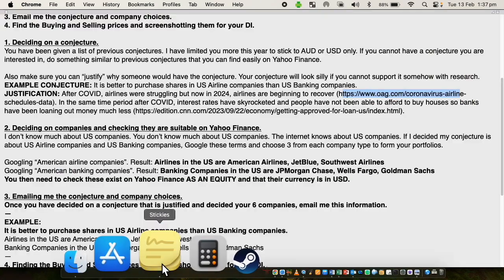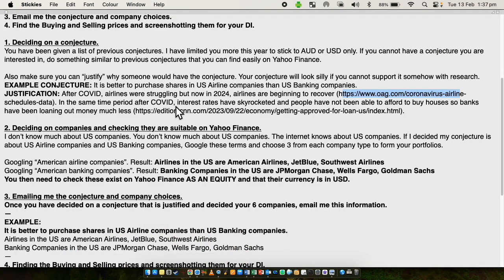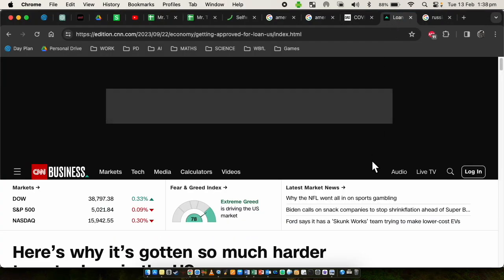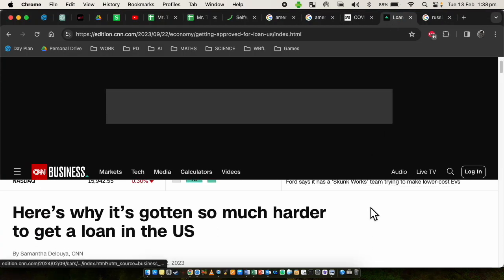And then in the same time period after COVID, interest rates have been massive. So people haven't been able to afford to buy houses. If people can't afford to buy houses, are banks going to put out loans for people? They can't afford them anyway. So my argument is that banks probably aren't doing that well because interest rates are really high. And then I found a similar reference to say that there's not very many loan approvals. Here's why it's gotten so much harder to get a loan in the US.